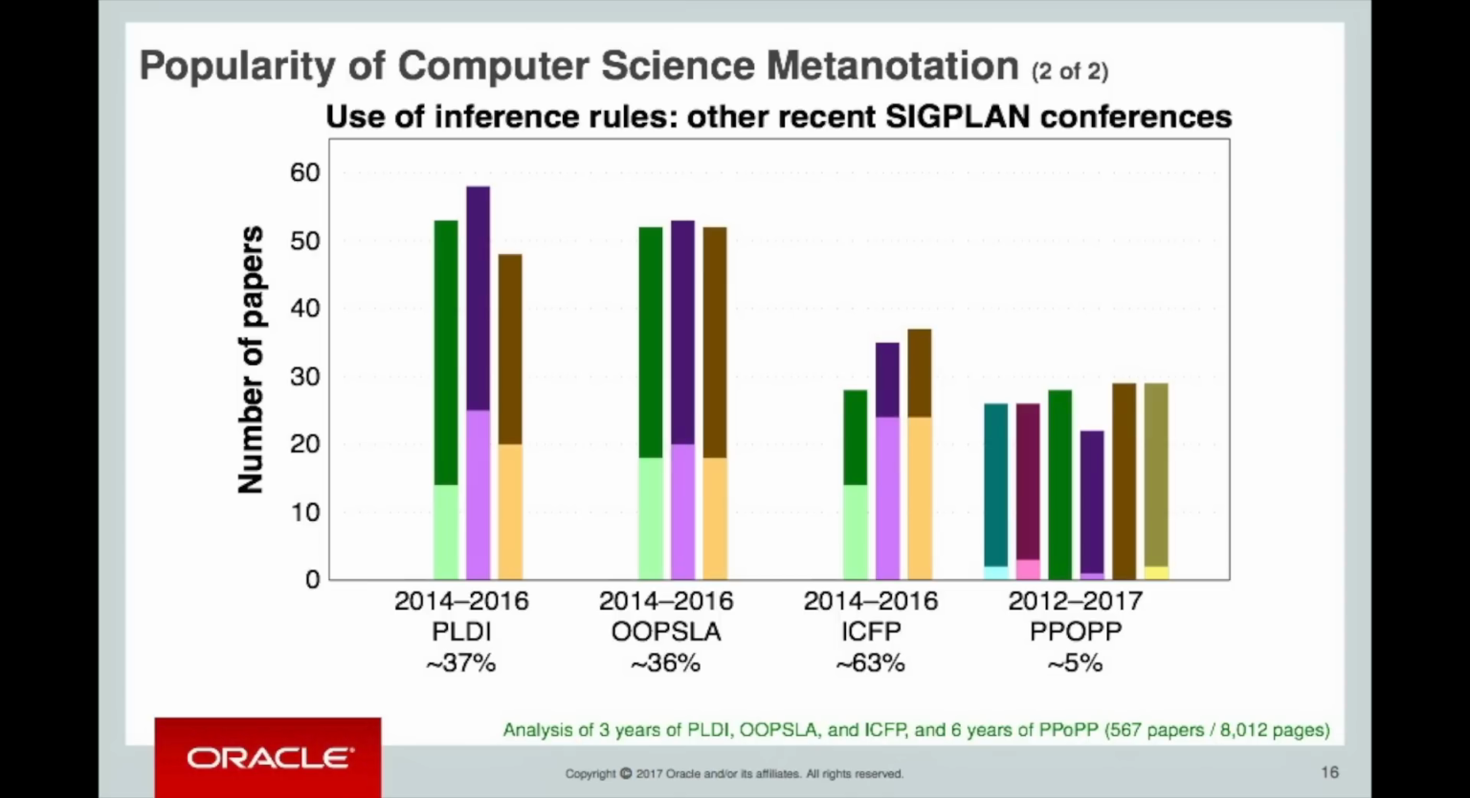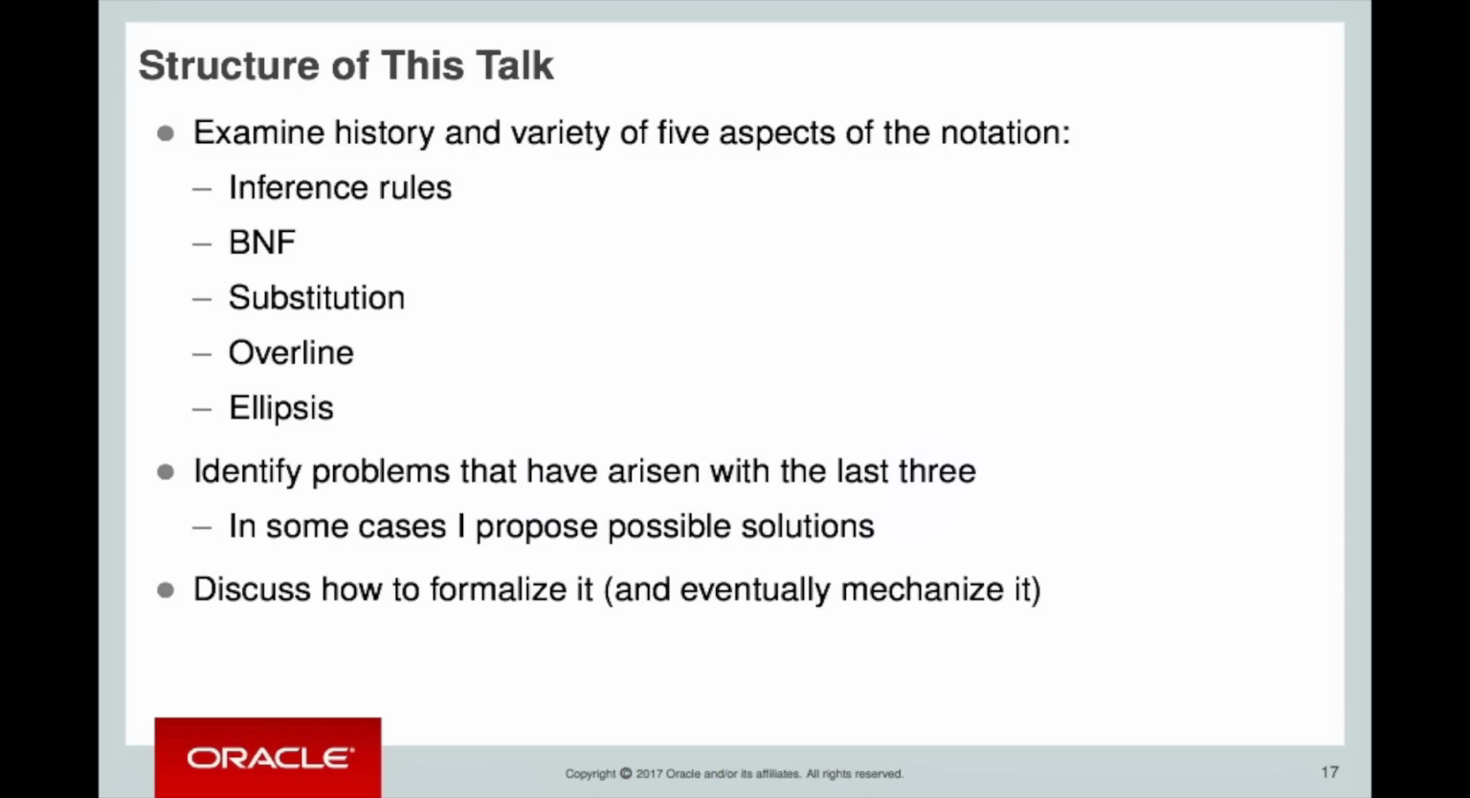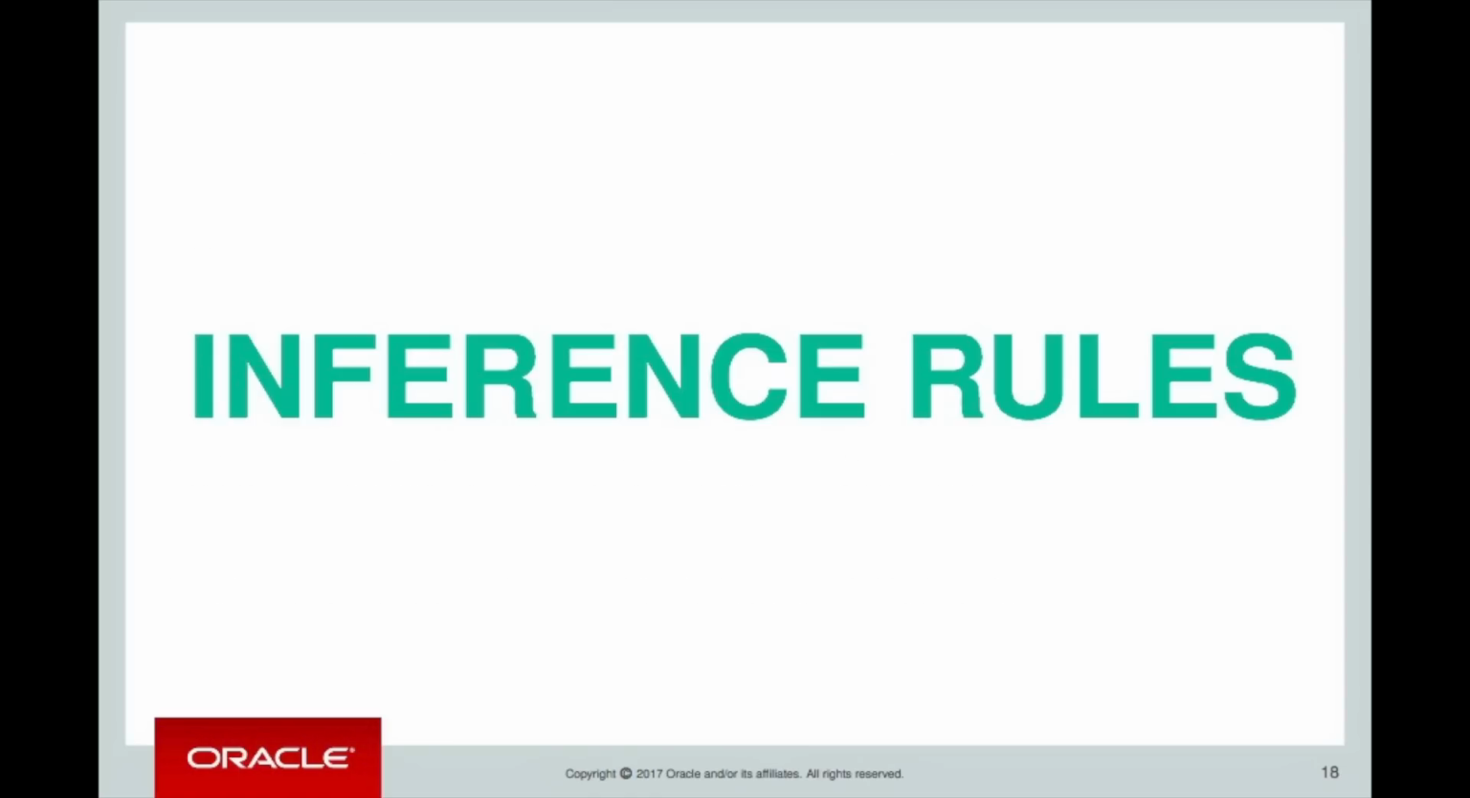Okay, so in all, I've studied about 25,000 pages of material. I think I've supported my claim. This is a very popular notation, and I claim it's a programming language. So here's the structure of this talk. We're going to examine the history and variety of 5 aspects of this notation, identify some problems that have arisen with substitution, overline, and ellipsis, and I'm going to propose some possible solutions. And I want to discuss just a very little bit how we might formalize this language with the goal of eventually mechanizing it and actually giving it a compiler, an interpreter, and tools.